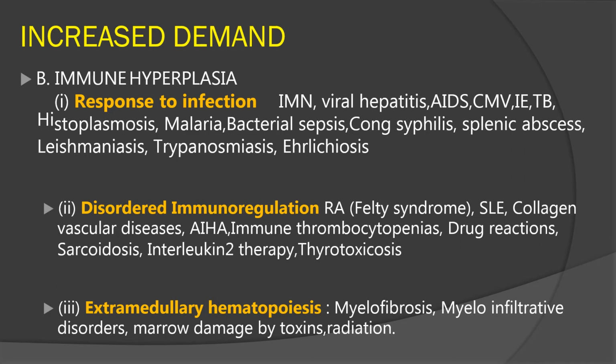Extramedullary hematopoiesis can also lead to splenomegaly. It is seen when there is bone marrow fibrosis, that is myelofibrosis, or bone marrow infiltration, myeloinfiltrative disorders, or marrow damage by toxins and radiation. When the bone marrow is damaged and not suitable for hematopoiesis, then hematopoiesis occurs outside the bone marrow, that is in the spleen, so the spleen enlarges.